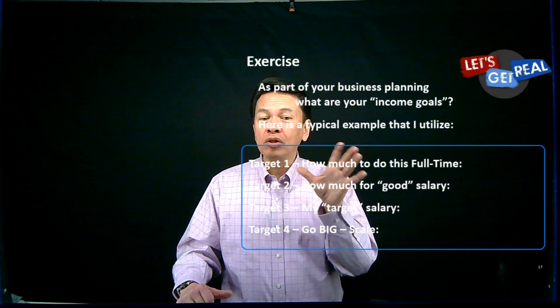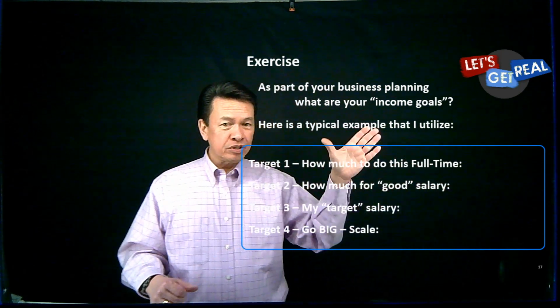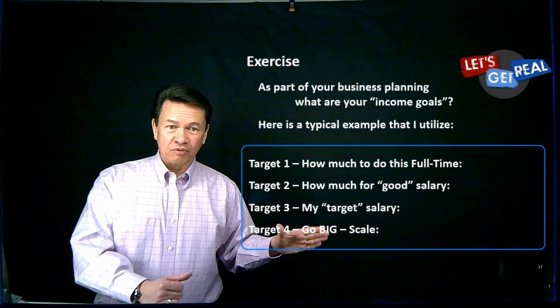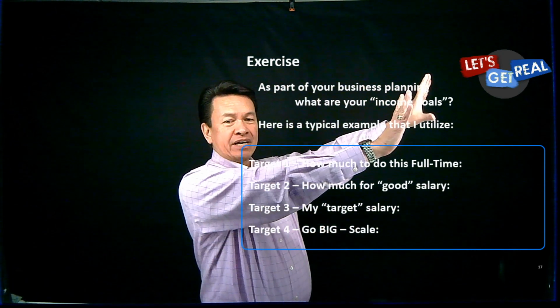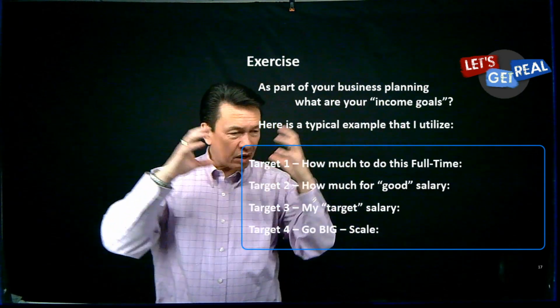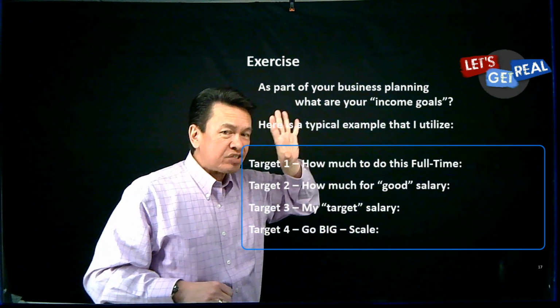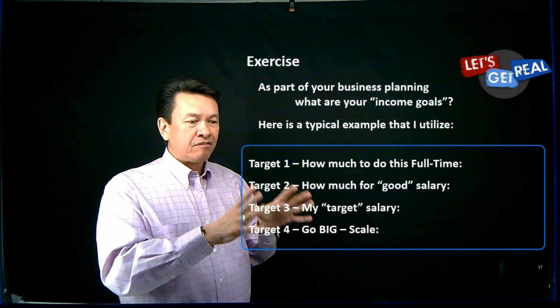And then I want all of you, no matter if that's what your goal is or not, to think about target number 4, which is what? How do I go big? How do I make $1 million, right? The whole idea there is I want you to stretch your mind and think about how we scale the business, right? That's the conversation we're going to have next week.